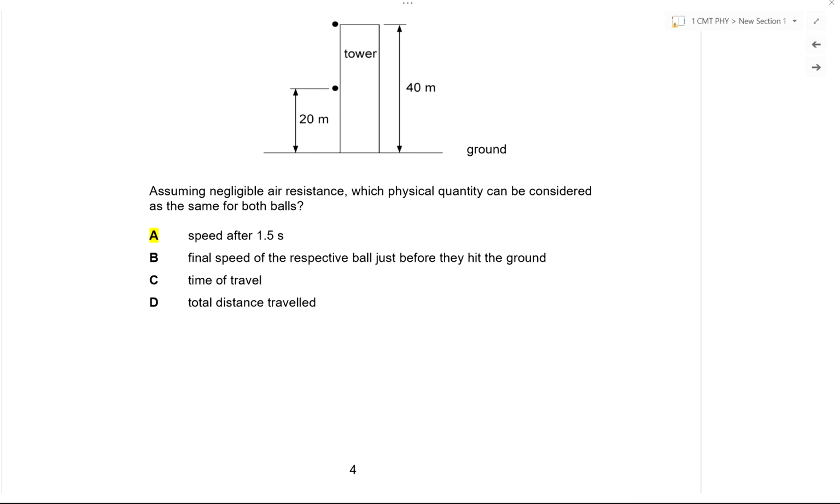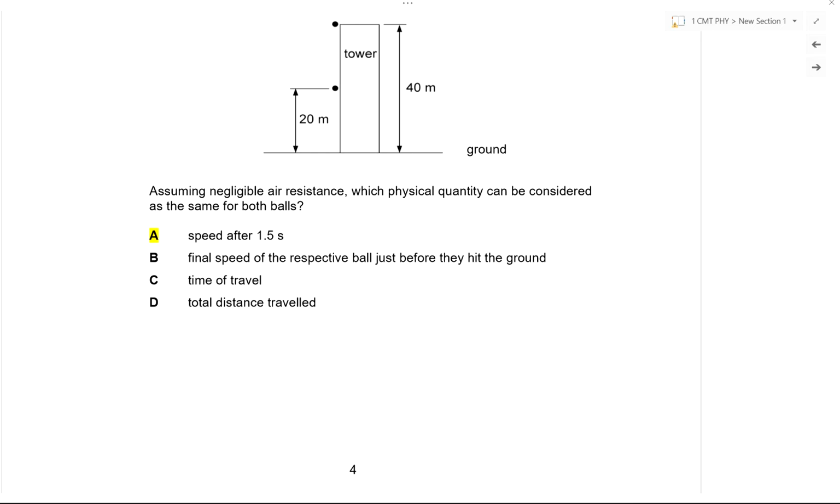So now, I've got two objects. One is raised higher, the other is raised lower. Let's pretend that these two are the same thing. I'm going to drop them both at the same time. I'm going to release them. After 1 second, it should look something like this, right? What is the speed of this object after 1 second? 10 meters per second. What about this one? Also 10. After 2 seconds, it's going to look like this, right?